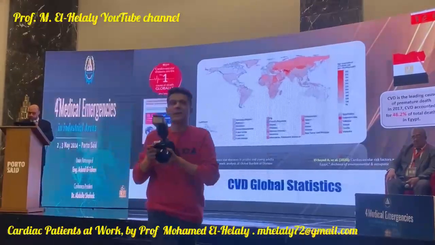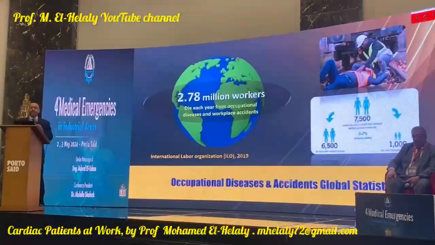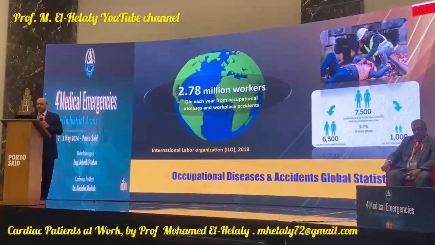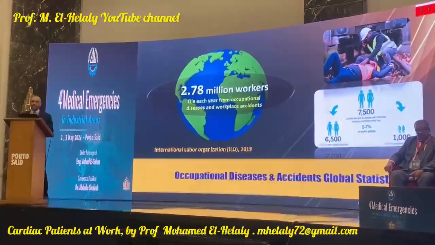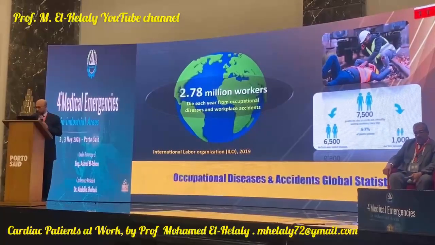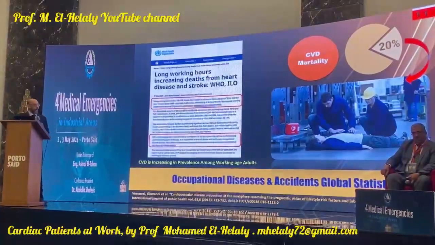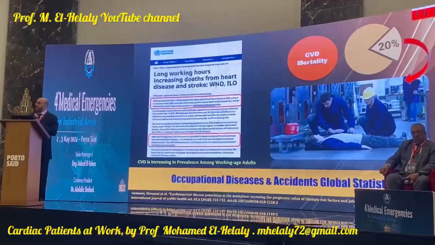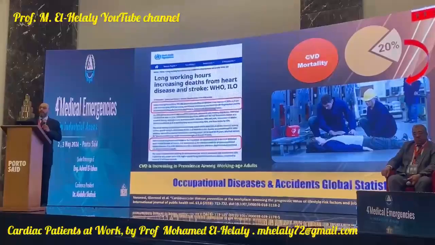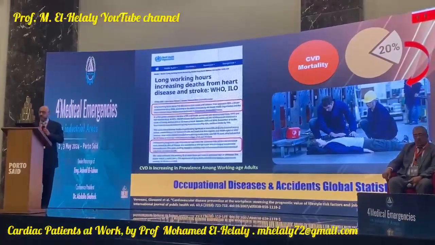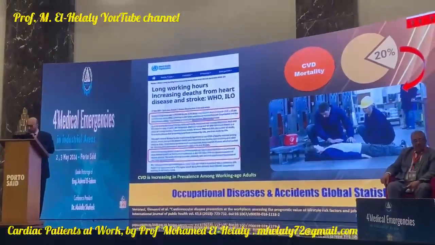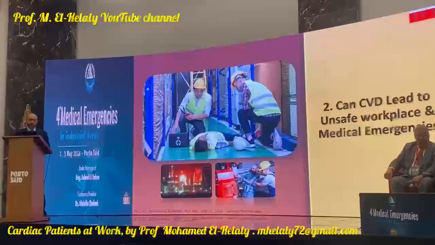Indeed, the incidence and mortality of cardiovascular disease all over the world decreased, but this decrease stopped and it is starting to increase again. On the other side, the world loses about 2.78 million workers a year because of occupational diseases and accidents. As cardiovascular disease prevalence is increasing all over the world, it is also increasing among workers in the workforce and workplaces, and it represents about 20% of the mortality due to occupational diseases.